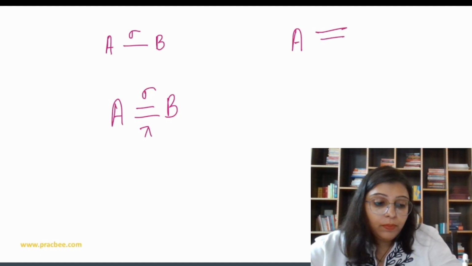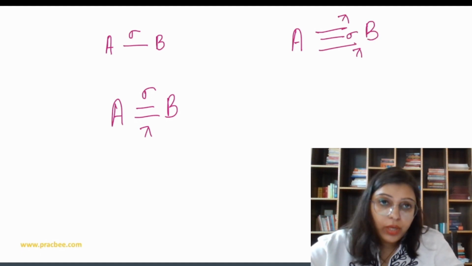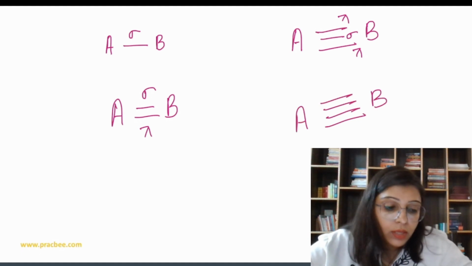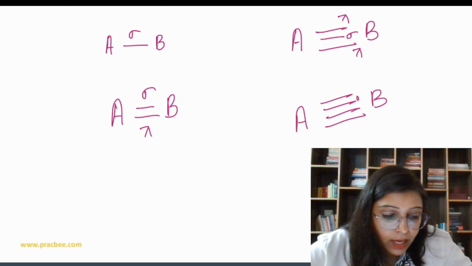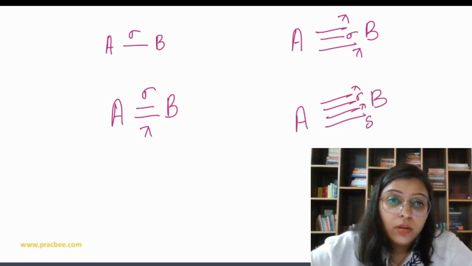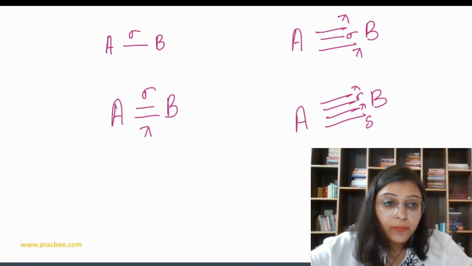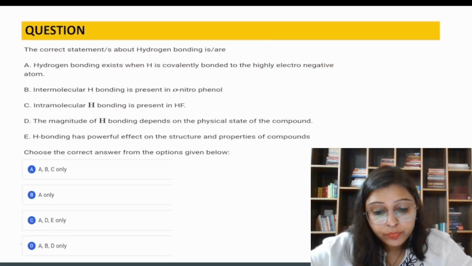If we have three bonds between two atoms, one is sigma and the other two are pi. And if we have four bonds between two atoms, then one sigma, two pi, and another one delta bond. In that way, we can find out the correct number of bonds. Now let's do the next question.